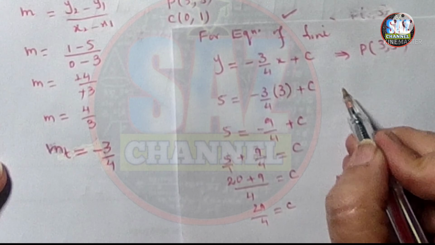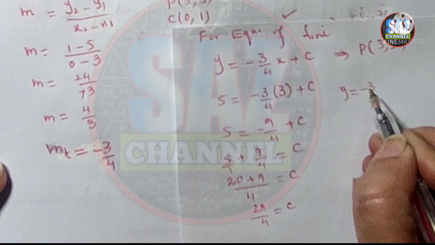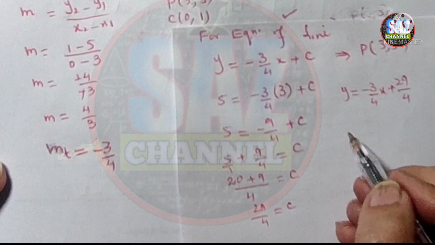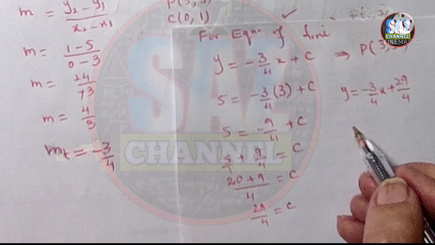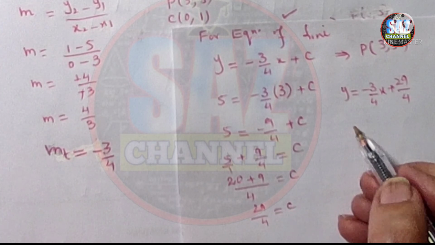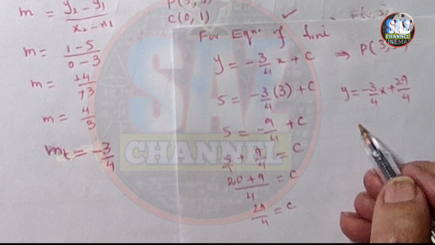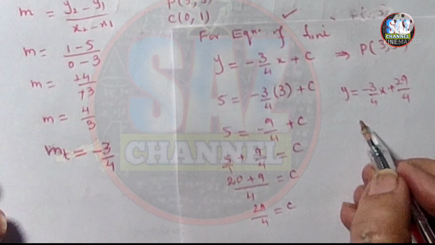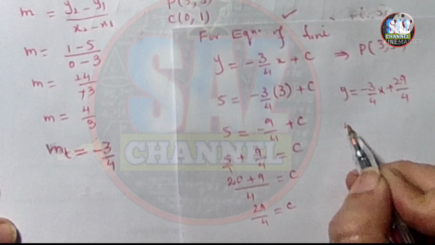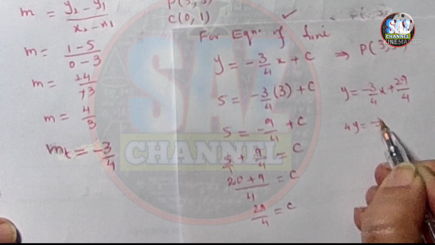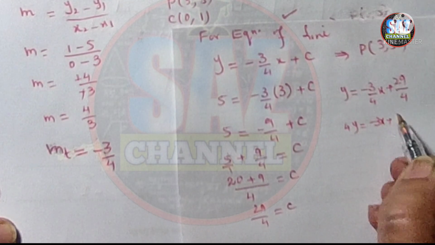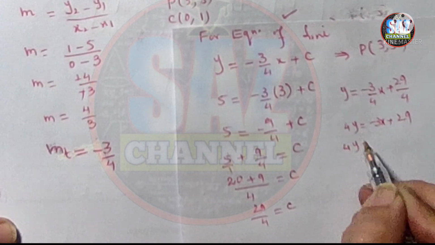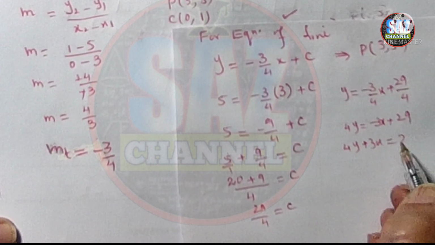So my equation will take the form y equals minus 3 by 4 x plus 29 by 4. Or what we can do is make this equation free from the LCM, because most equations of non-vertical straight lines are written without fractions. So 4y equals minus 3x plus 29, and shifted to the other side, it becomes 4y plus 3x equals 29.